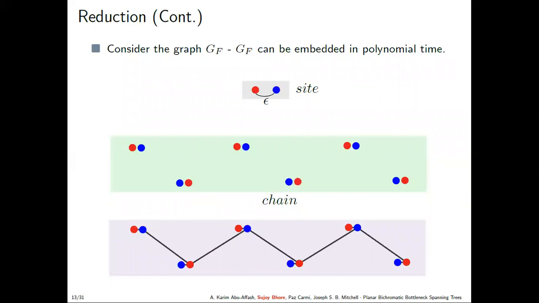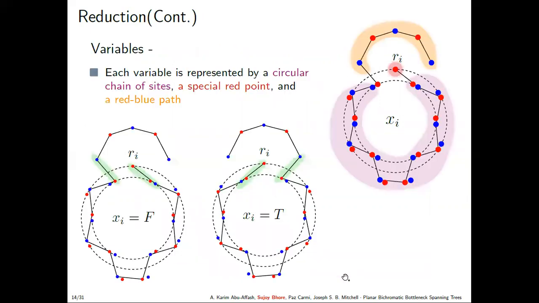There is one more thing. Once we decide that this blue point will be matched or connected with this red point, this propagates through this chain, because this blue point is hidden from this side, and then once this blue point is connected with this red point, this one is hidden, and so on. So our variable has 3 parts. One is this circular chain of sides and the special red point.